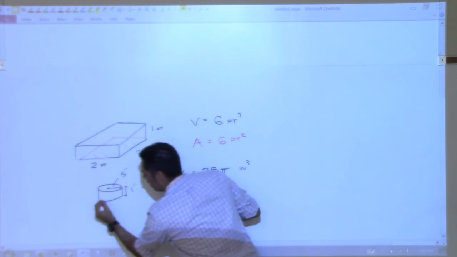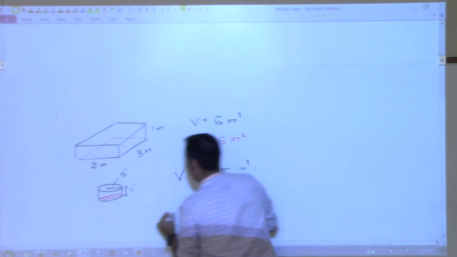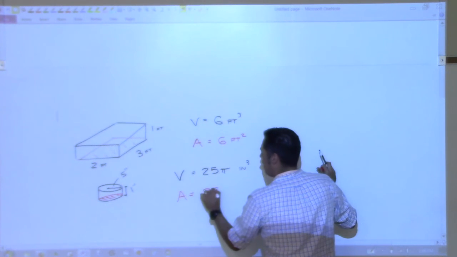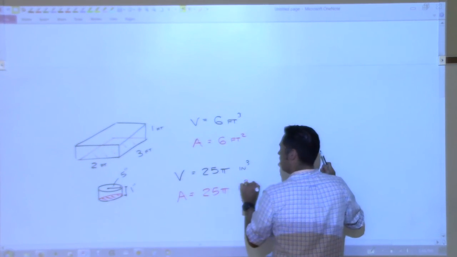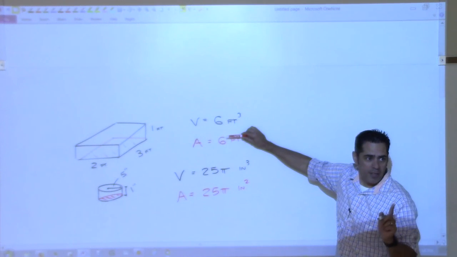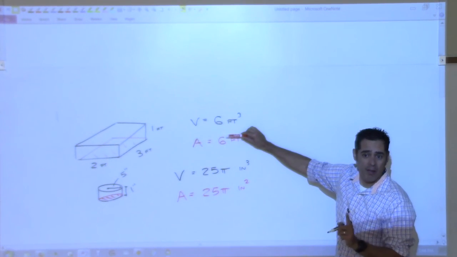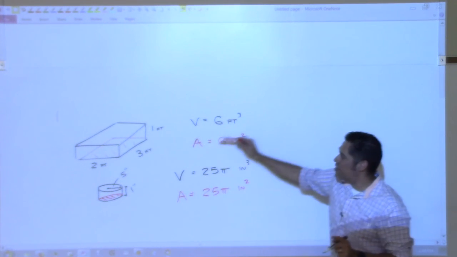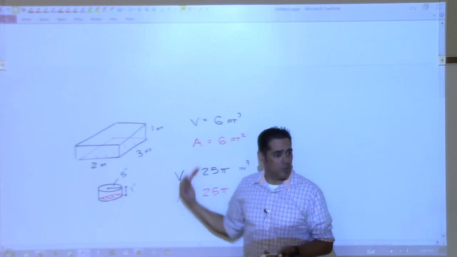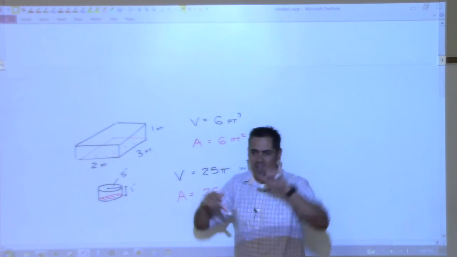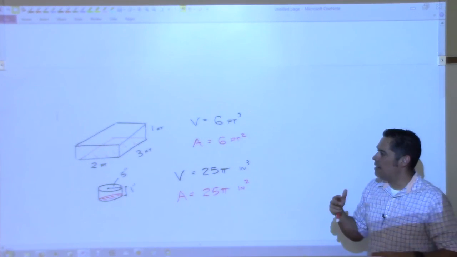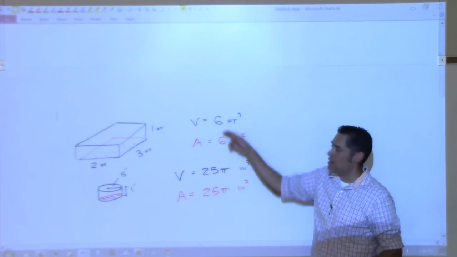What's the area of the base of this? It is 25 pi square inches, right? These numbers are the same only because what? The height is 1. Do you agree? If I change that to 2, then these won't match. If I change that to 10, these won't match. But if the height of the object I'm looking at is 1, then the numerical quantities are always going to be the same.